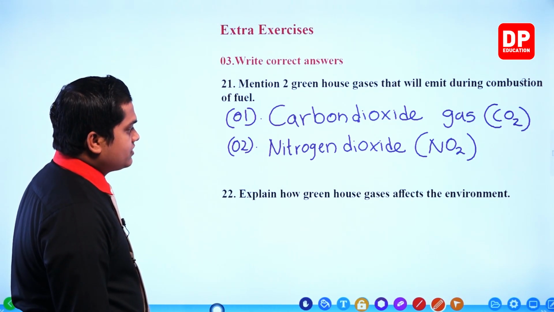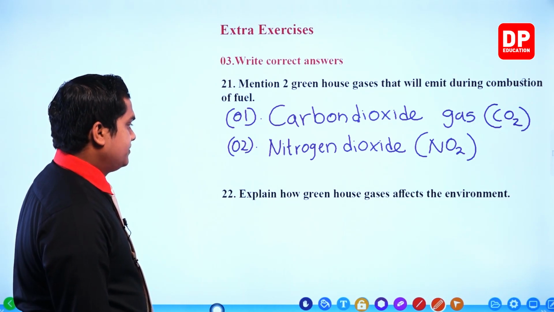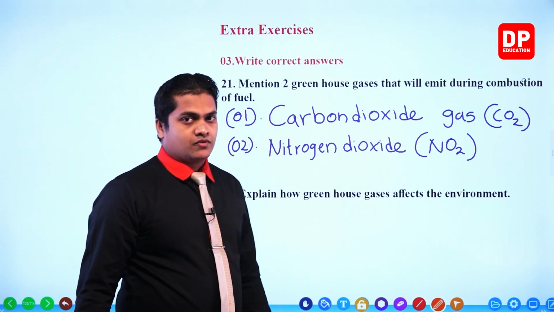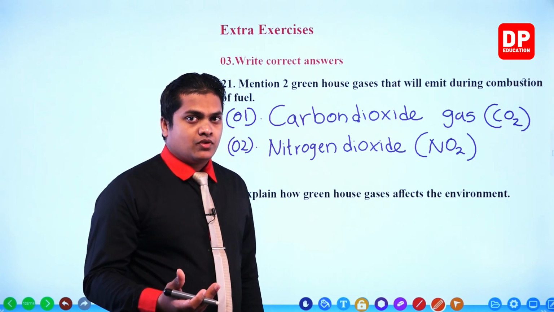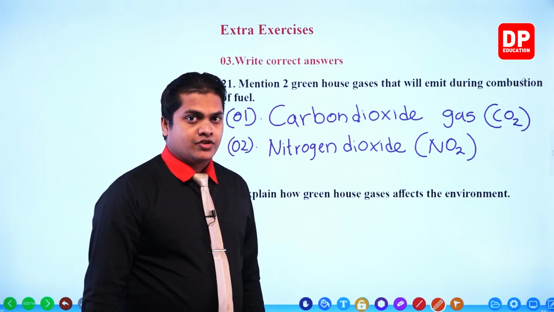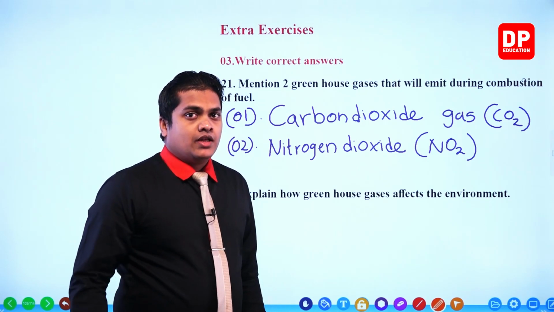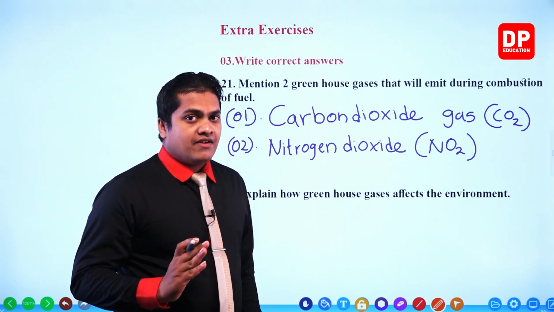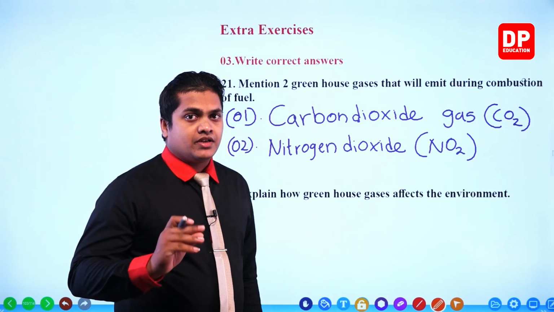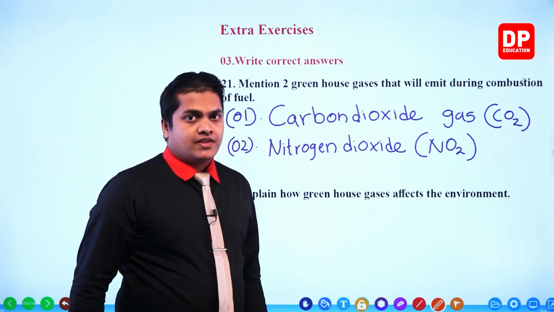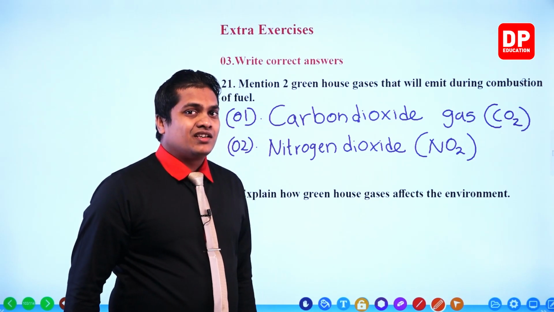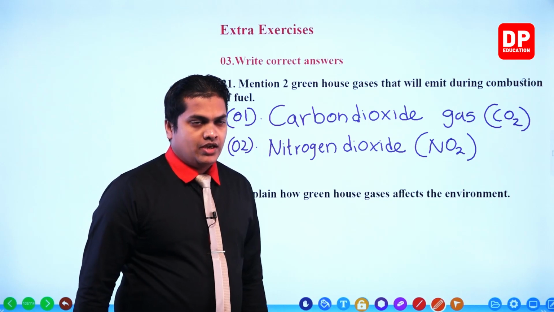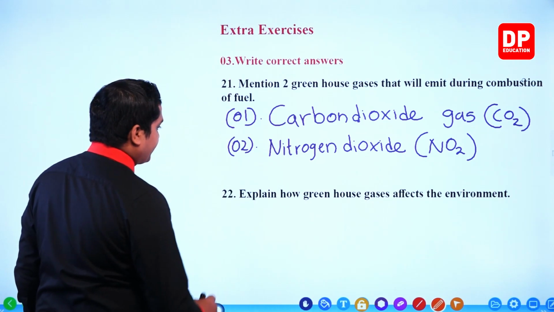Explain how greenhouse gases affect the environment. So we have to explain. First of all, greenhouse gases are going to absorb more solar radiation. Therefore, the average temperature in the environment is going to increase. Because of that, global warming or the global temperature will increase, creating certain climatic changes. Okay, so we can write the answer.